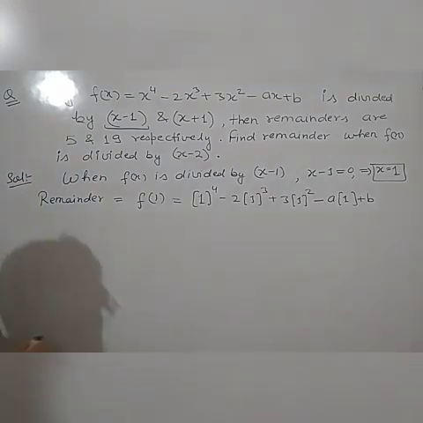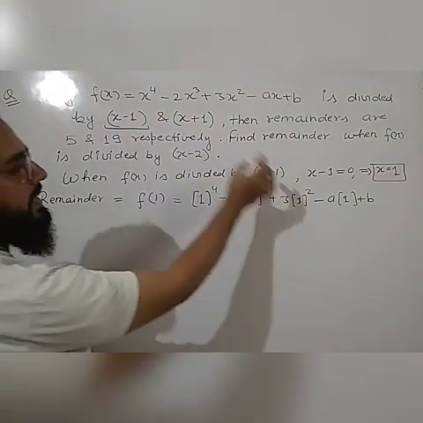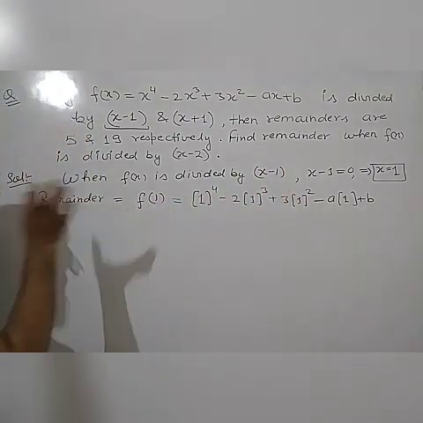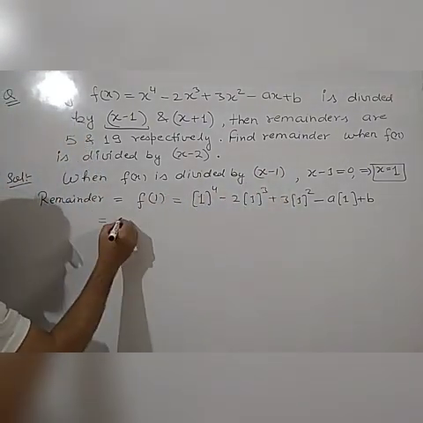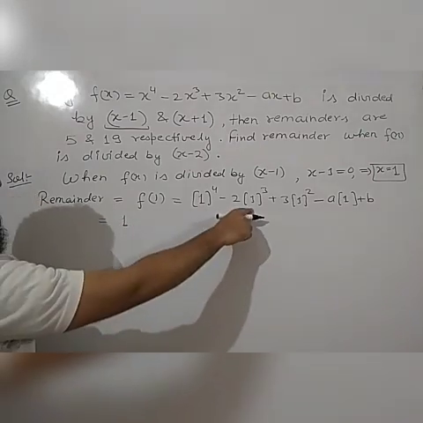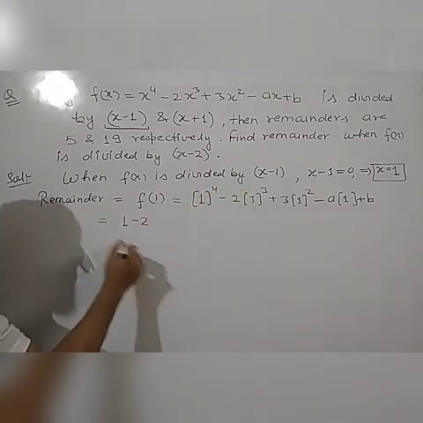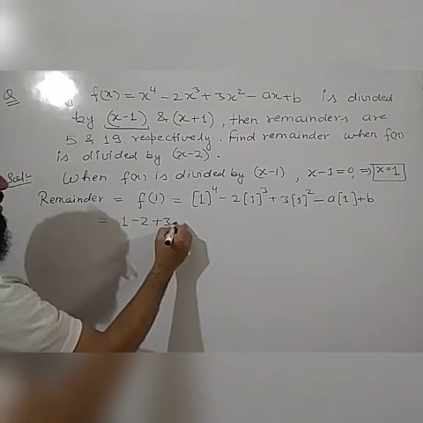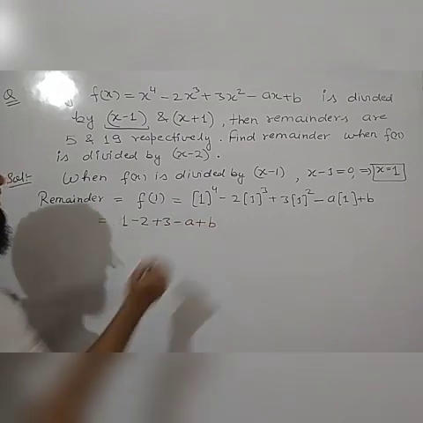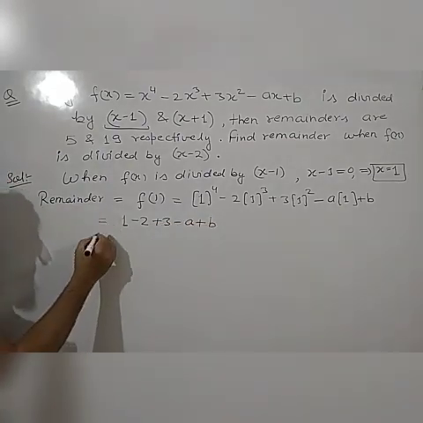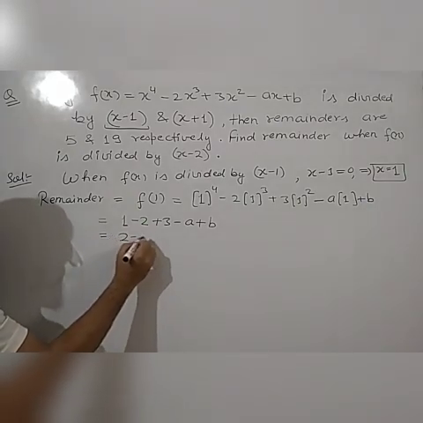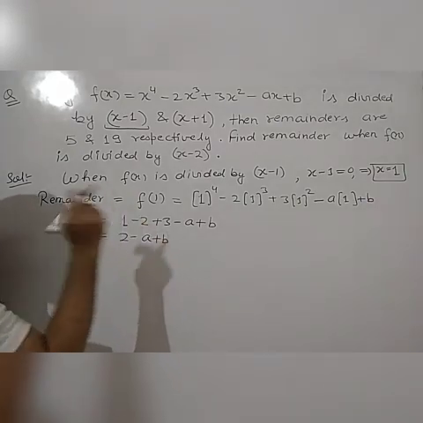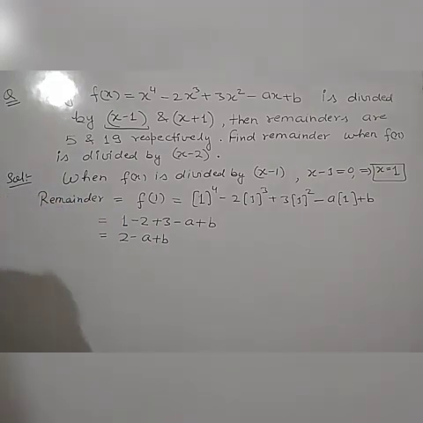Okay, so by dividing f(x) by x minus 1, it is the remainder. Further solving it, we will get 1 to the power 4 is 1, 1 cube is 1, and minus 2 plus 3 minus a plus b, which will be equal to 3 plus 1 is 4, minus 2 is 2. It will be 2 minus a plus b. Okay, so it is the remainder.